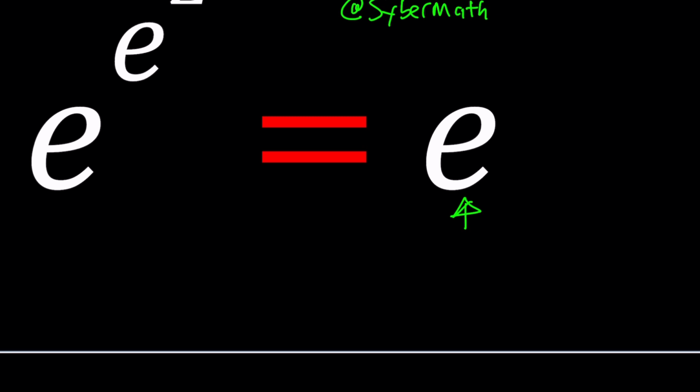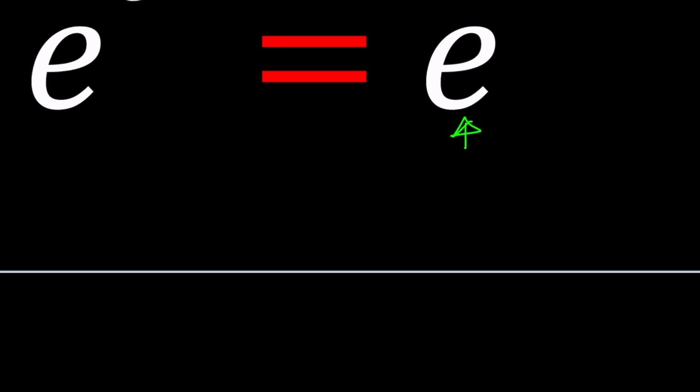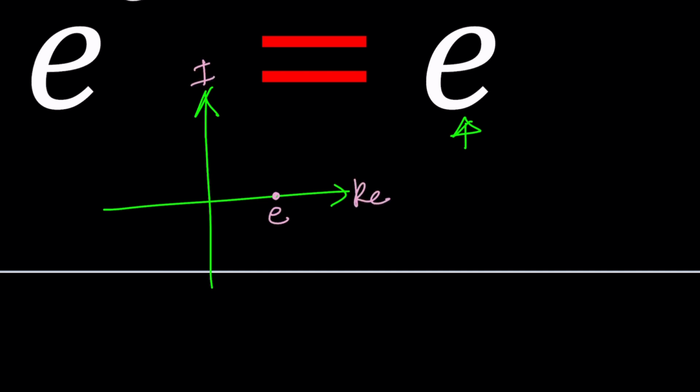Okay? First of all, where is e? How do you graph it? On the Argand plane, which is the complex plane, right? Well, e is right here because it's a real number. It's going to appear on the real axis and not on the imaginary axis because the imaginary part is 0. So it obviously is e units away from 0, which means its modulus is e.